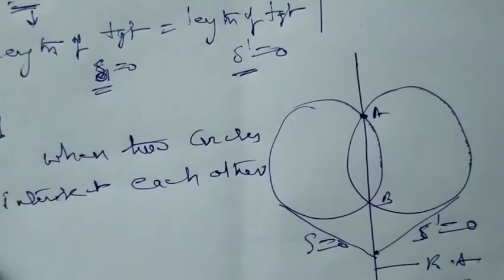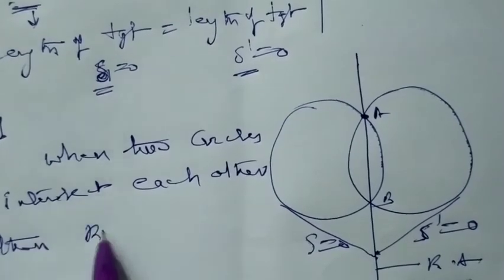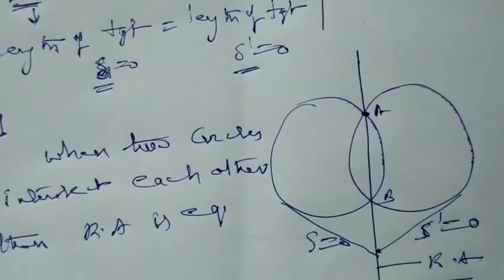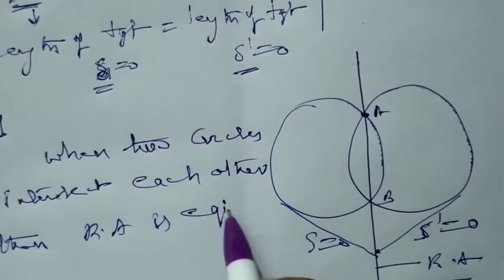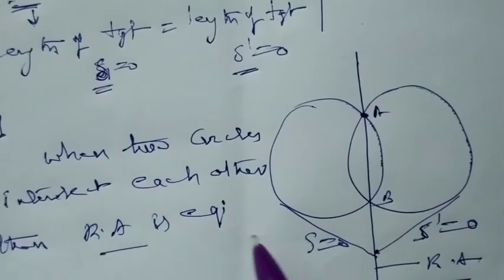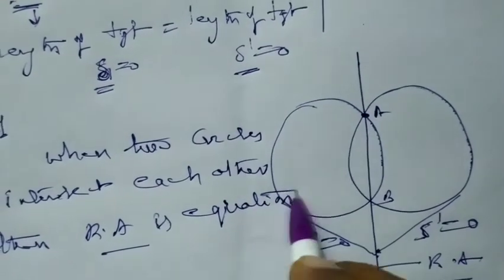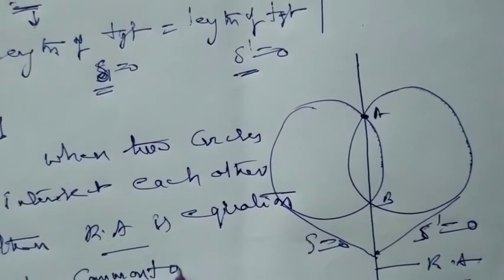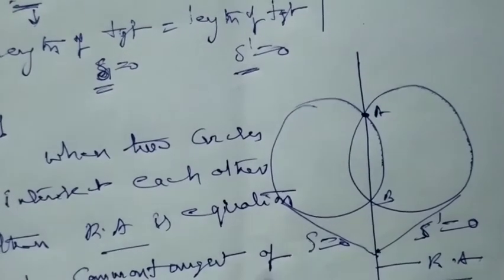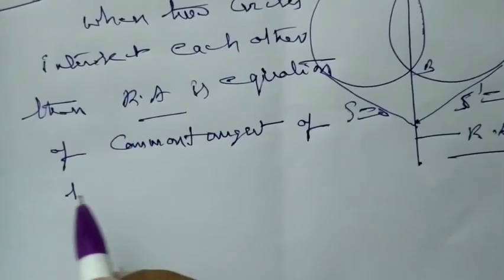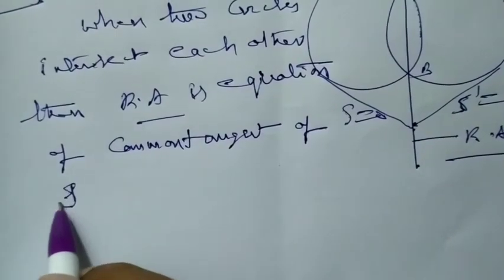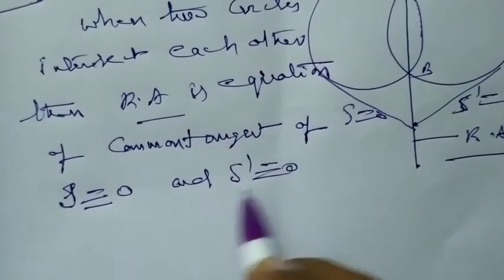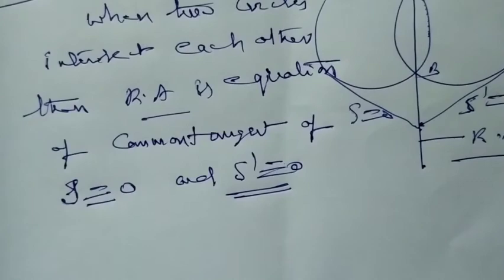So when two circles intersect each other, the radical axis is the equation of the common chord of S = 0 and S' = 0. This is another condition.